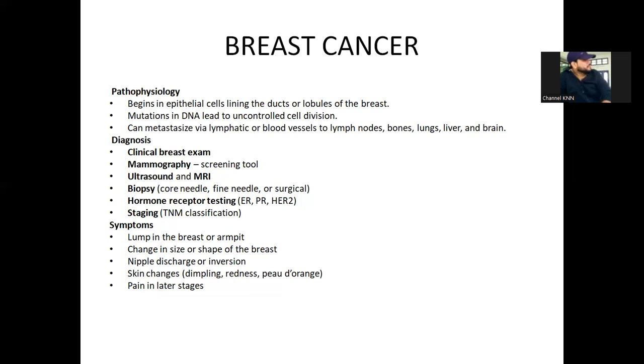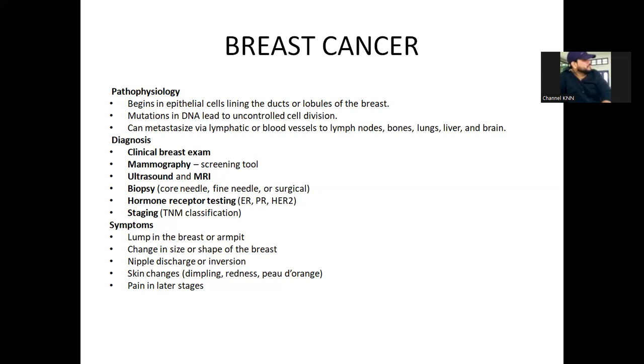And also ultrasound and MRI scanning can be performed, and a biopsy can be done by using core needles, fine needles, or surgical needles. Biopsy is nothing but taking a small sample of breast tissue, which is removed and examined under a microscope. And hormonal receptor testing is also done.